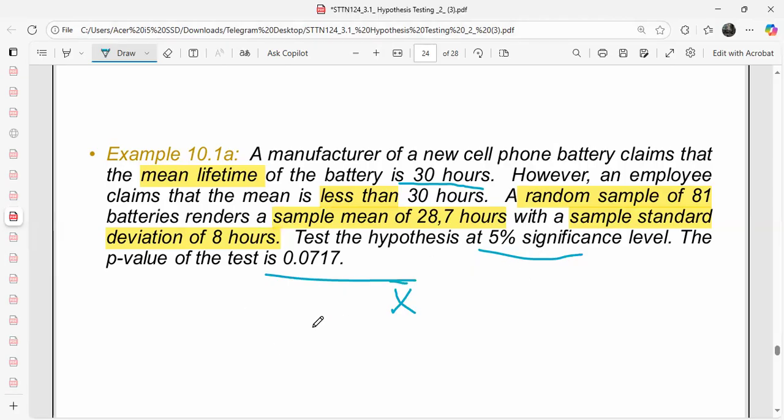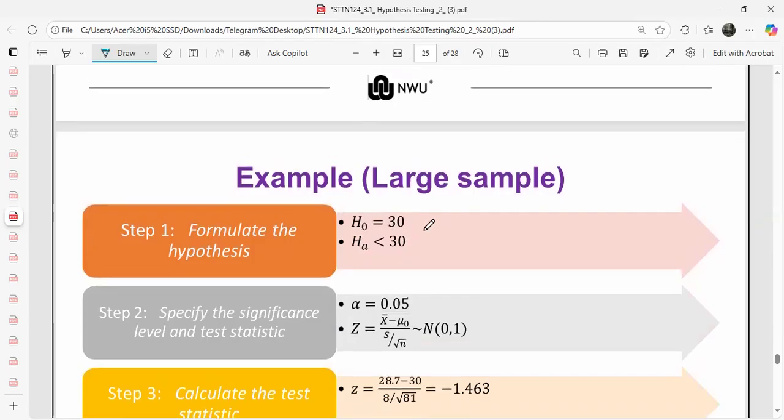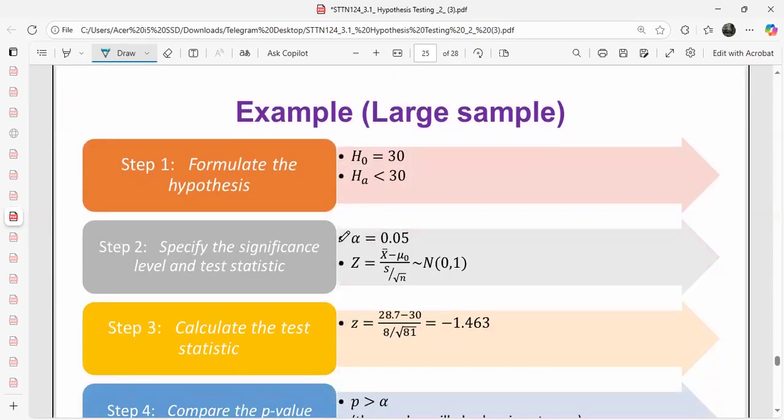Now in this case, step number 1, you're going to have H0, the null hypothesis, where the population mean is equal to 30. Then HA, the population mean is less than 30, because they mentioned less than 30. Remember I said for the null hypothesis you use the equal sign. For HA you're going to use less than 30 because in the question they said less than 30. Now we're given the level of significance at 0.05.